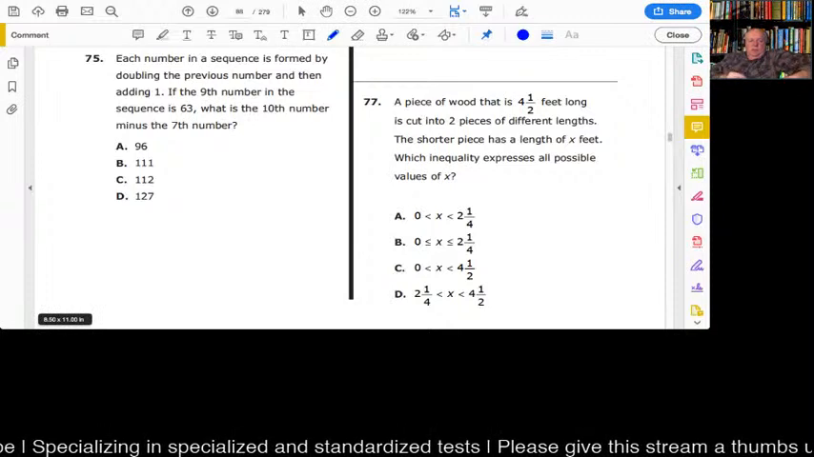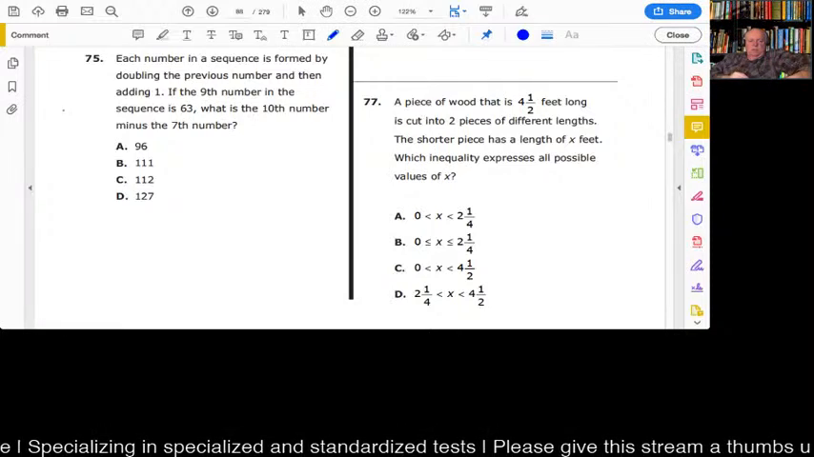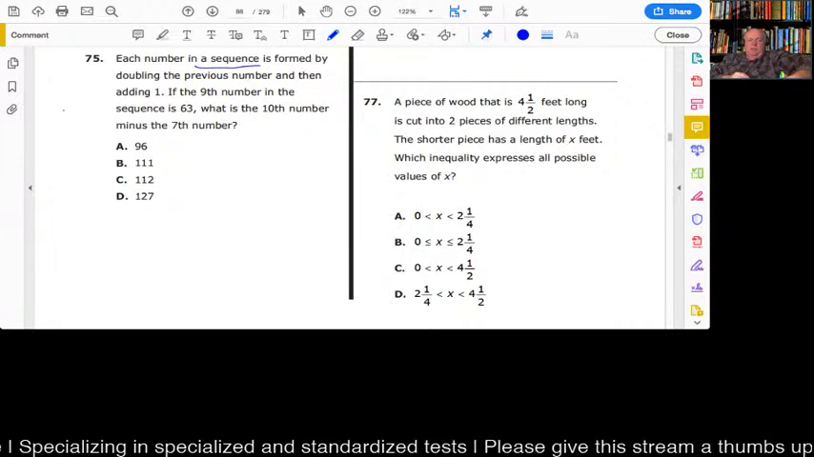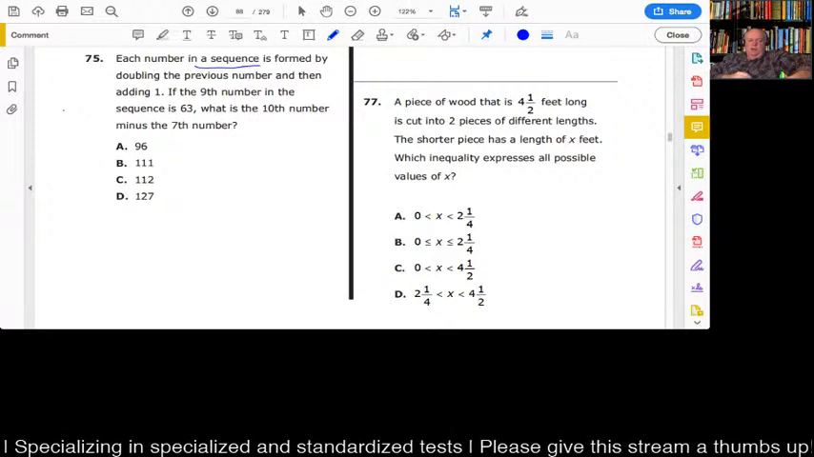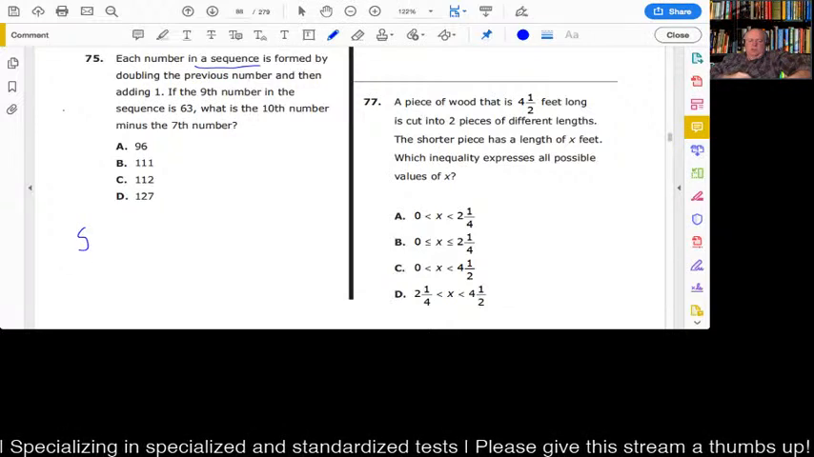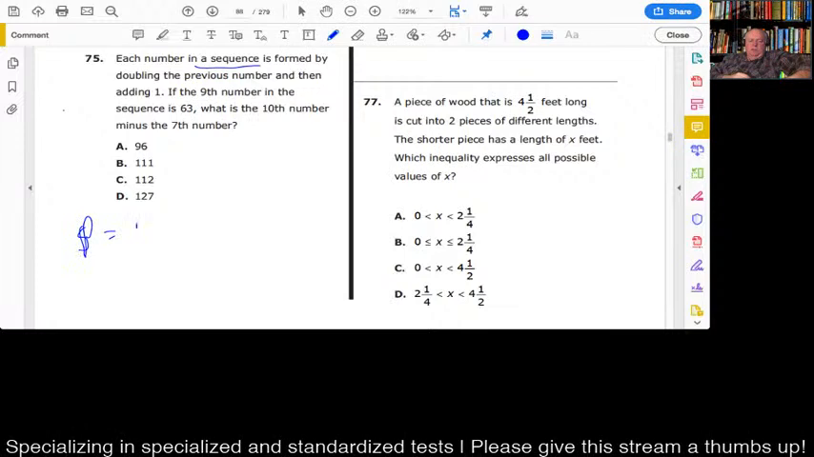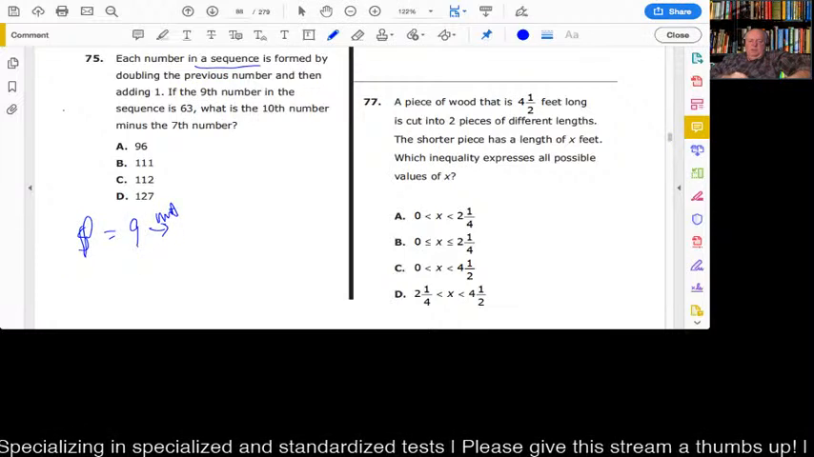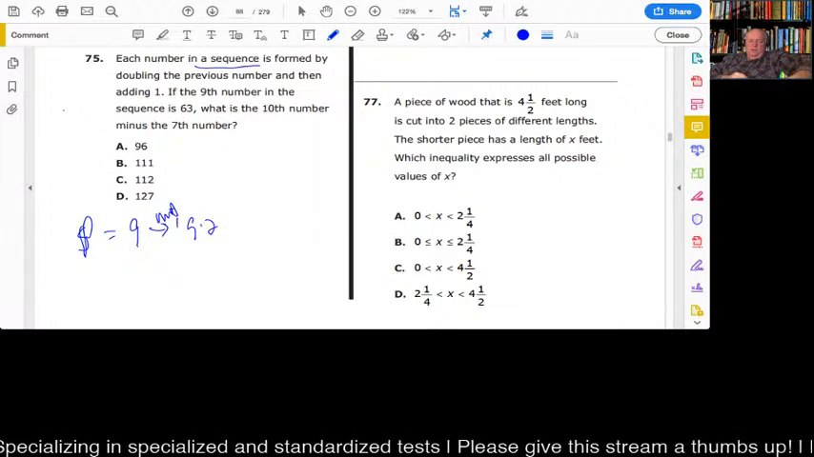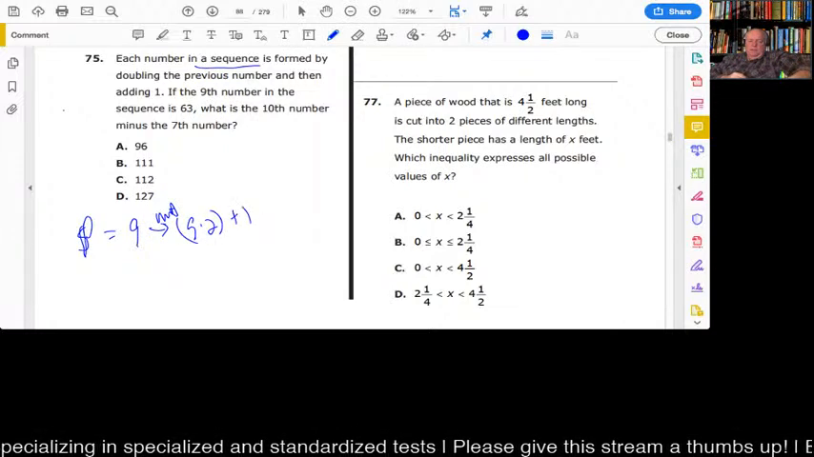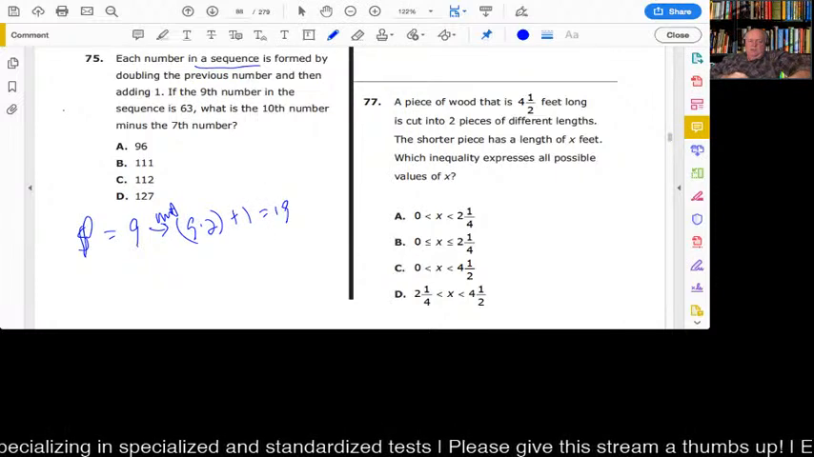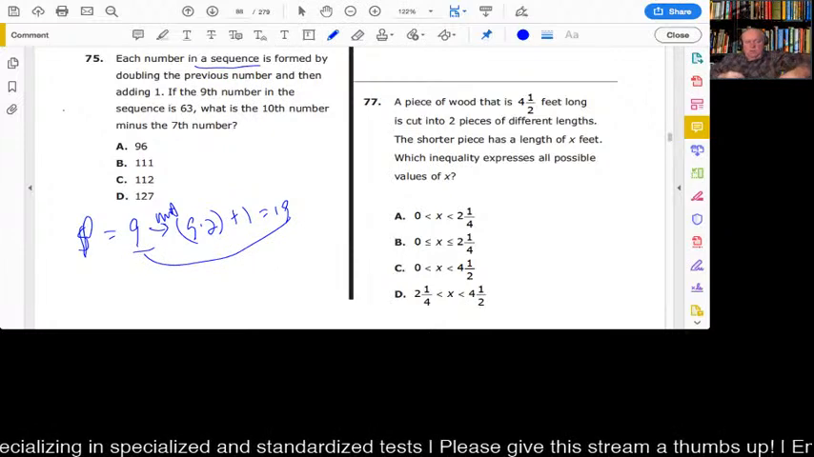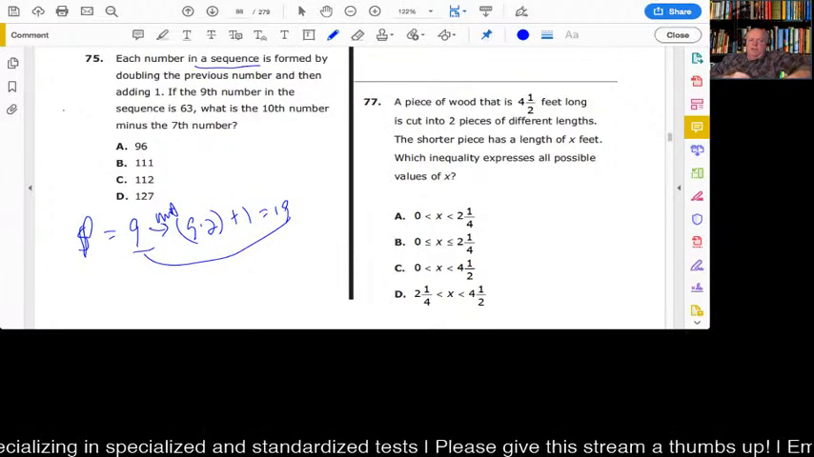So each number in a sequence, so we're being told there is a sequence, is formed by doubling the previous number and then adding 1. So if I had a sequence, and the previous number was 9, it's telling me to get the next number, I need to double it and then add 1. So it'll be 18, and that equals 19, okay? So from the previous here, the next would be 19, all right? Is everybody cool with that? That's what I'm getting out of the first sentence.